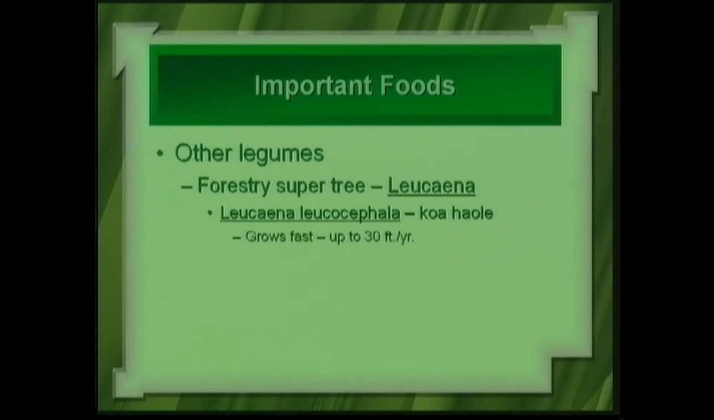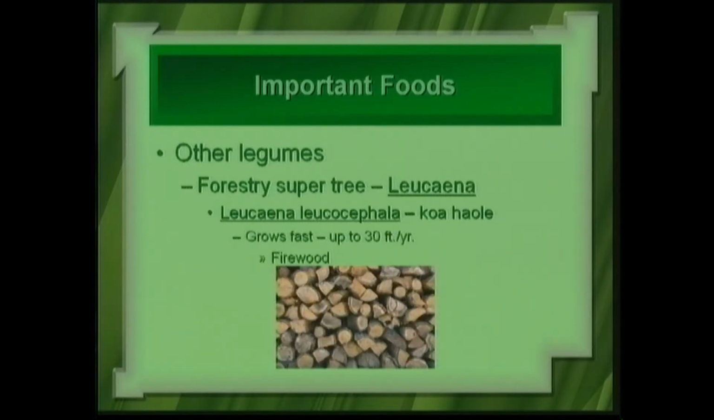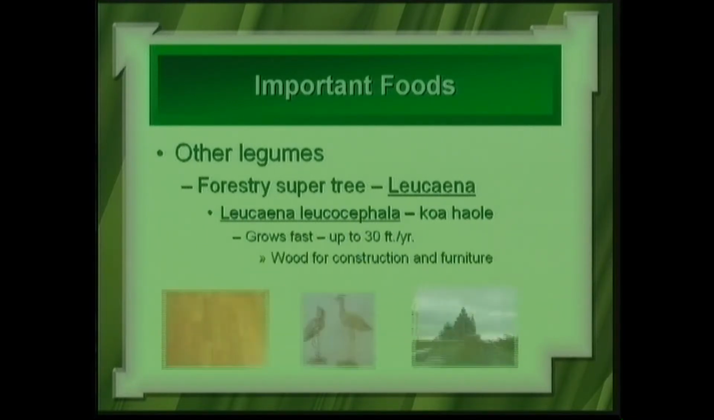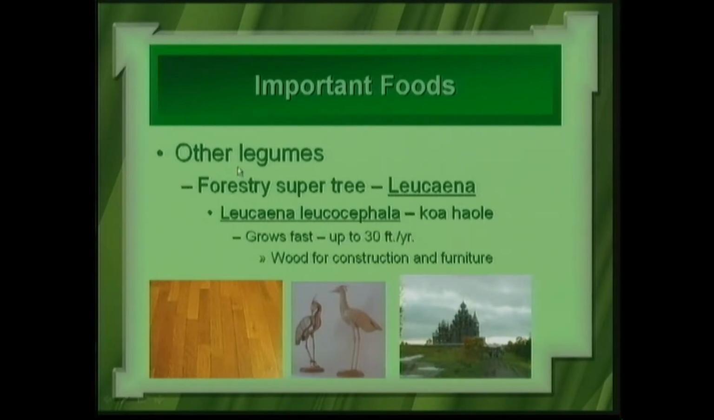Lucina leucocephala is also a nitrogen fixer, another legume that fixes nitrogen. Because it grows so fast, it could be an excellent source of firewood for one thing. It could also be an excellent source of wood for construction, including wood floors, sculptures like this, furniture, including something like this. This is actually an oddity.